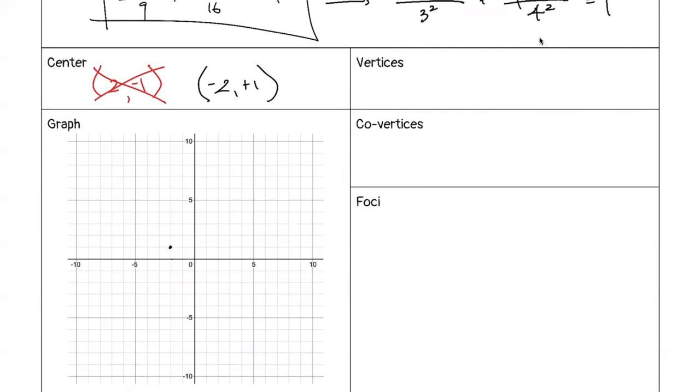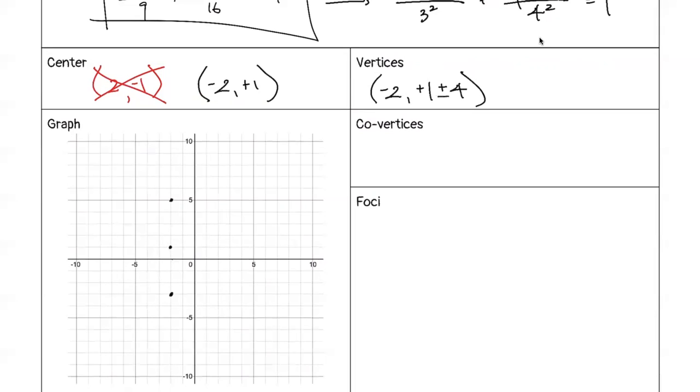And from my center, tell me how to get to the vertices. Up and down 4. If I wanted to write that here, I would keep the x, but the y value I'm going to go up or down 4. That's what it means when we write plus or minus 4. So I'm going to go up 4 and down 4. Those are my vertices.